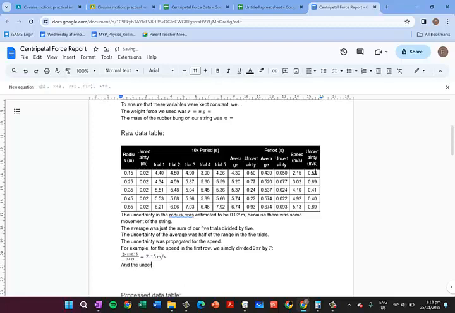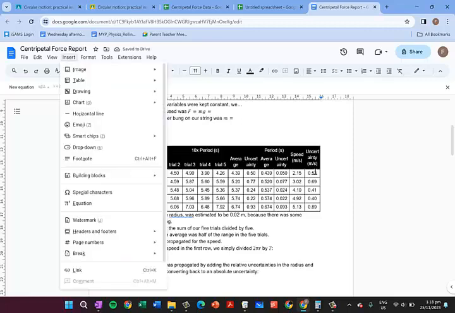and the uncertainty was propagated by adding the relative uncertainties in the radius and the period, and then converting back to an absolute uncertainty.